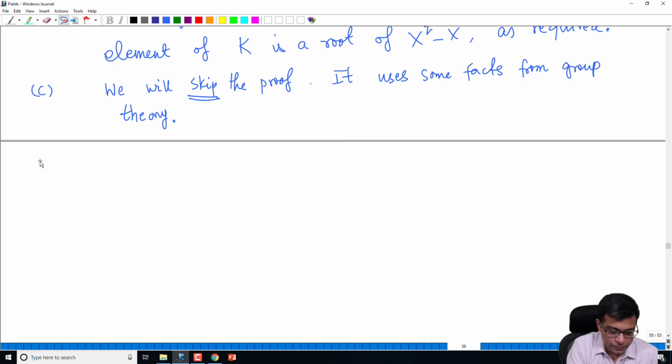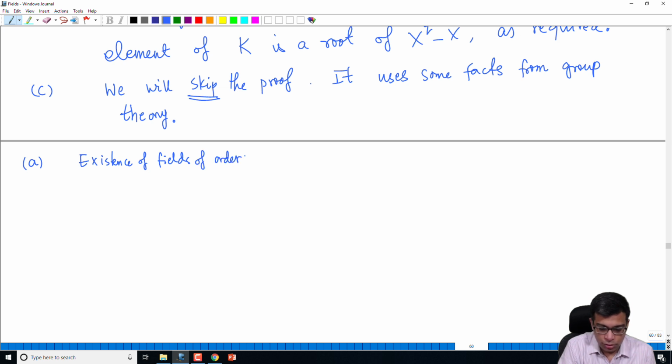So A, which is exactly the existence of a finite field. Existence of fields of order q. Remember, in the example that I did in the last video before stating the theorem, we constructed a field of order 4 by looking at F2 and a degree 2 irreducible polynomial and going modulo that.